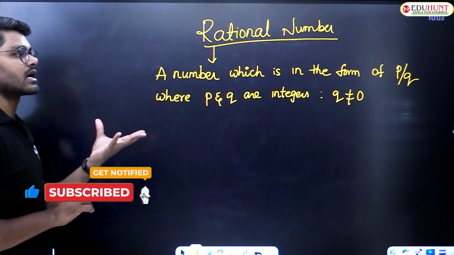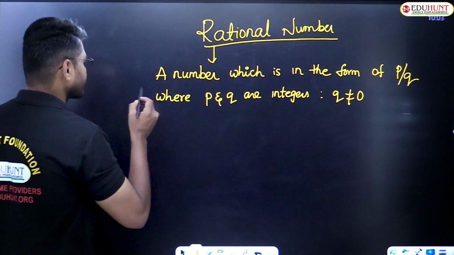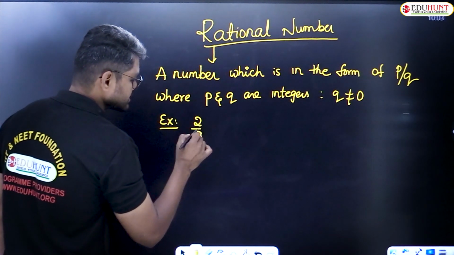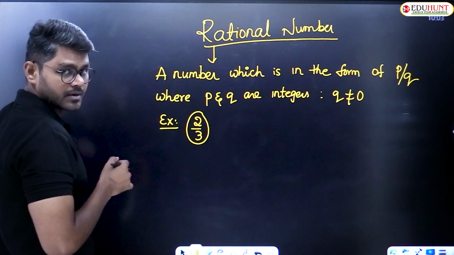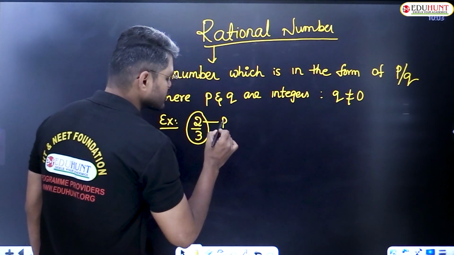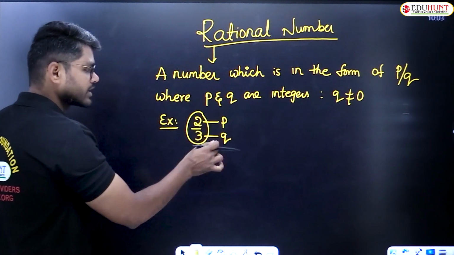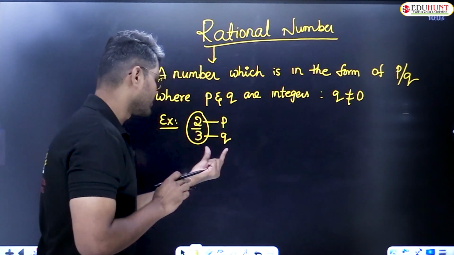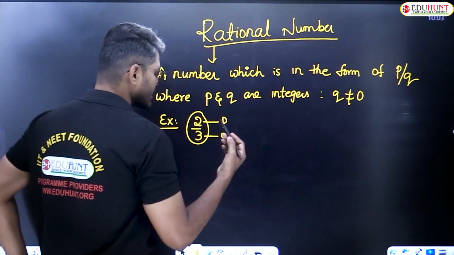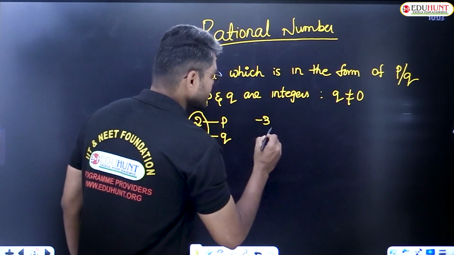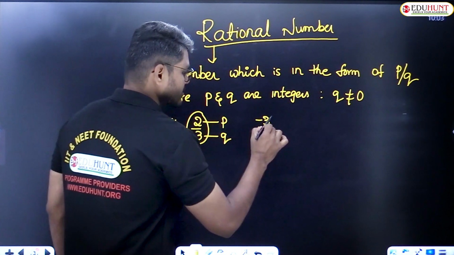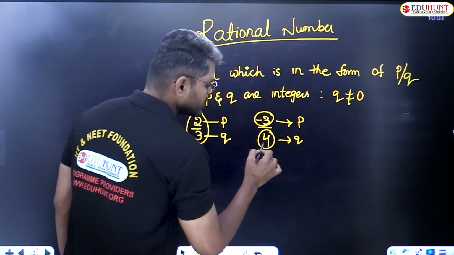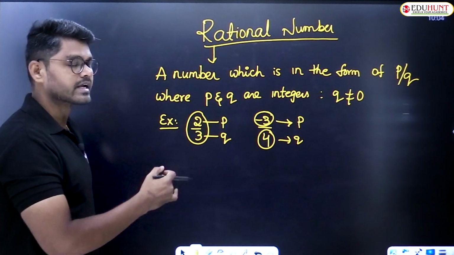These rational numbers are nothing but fractions. Let's take one example. 2 by 3. This is a fractional number and a rational number. Here p value is 2 and q value is 3. Both are integers, 2 is an integer, 3 is also an integer. So this is a rational number, and q is not equal to 0; q is equal to 3 here. Let's take one more example. -3 by 4. Here -3 is p, 4 is q. q is not equal to 0. -3 and 4 both are integers.